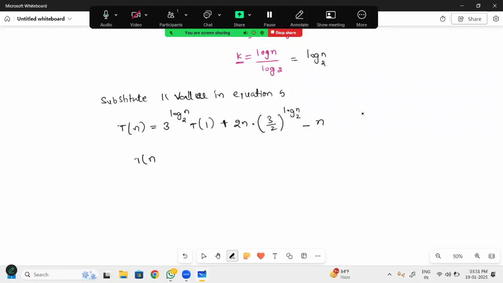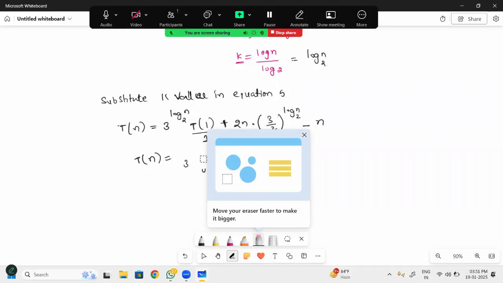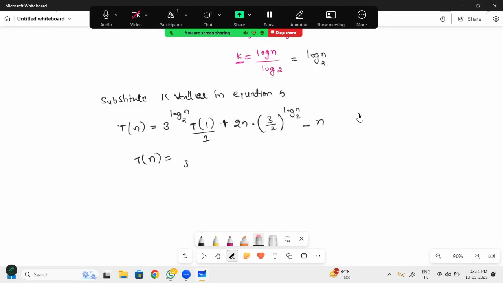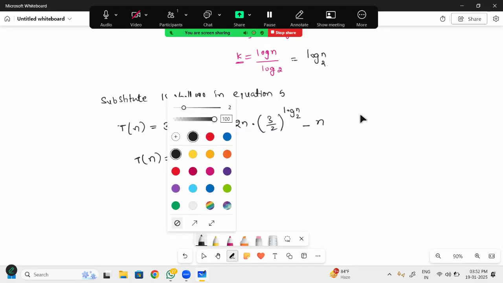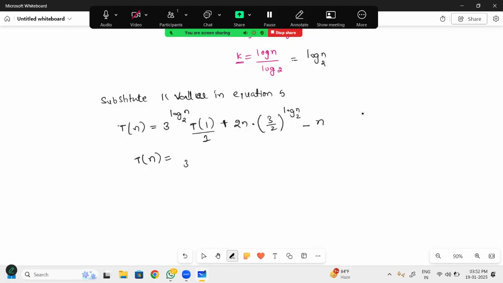Now T of n equals, so the time taken for multiplication of one digit number, how much time does it take? Only 1 unit. So this entire value will become 1. So 3 to the power of log n base 2 plus 2n into 3 by 2 whole to the power of log n base 2 minus n.